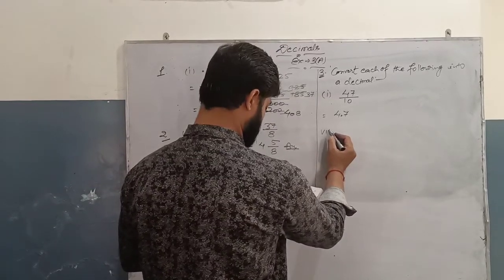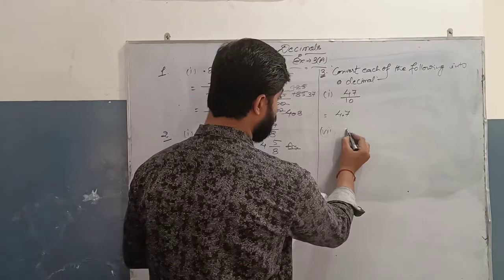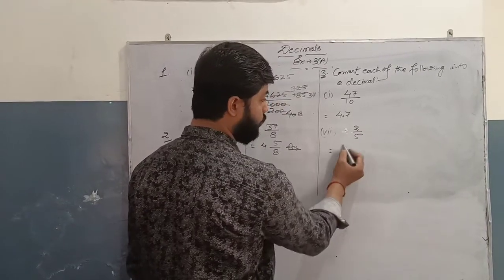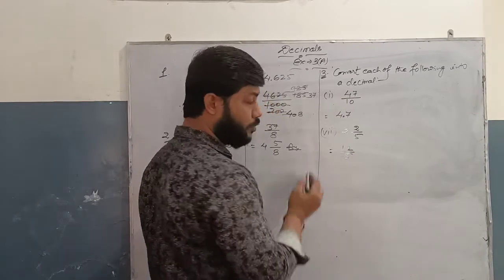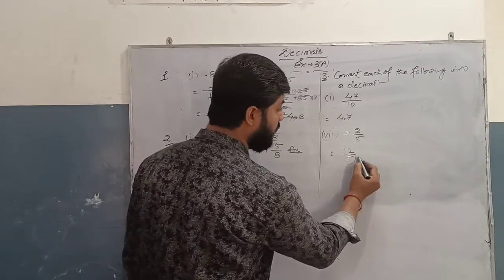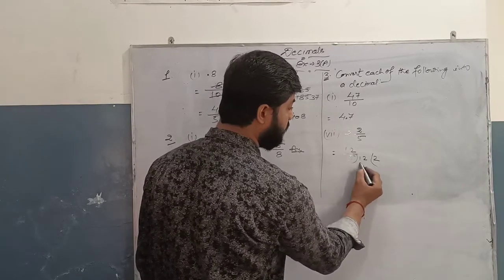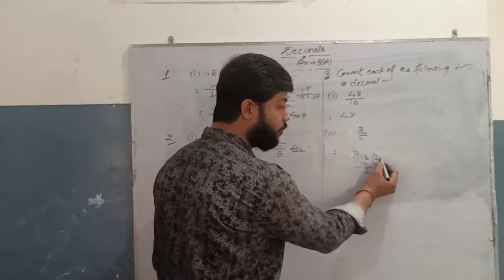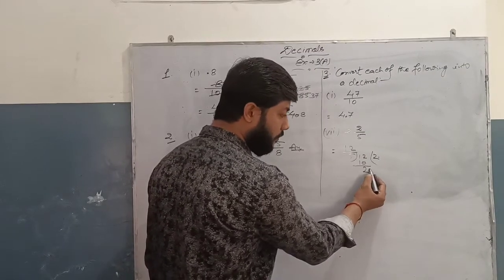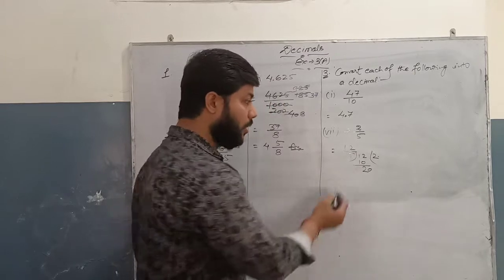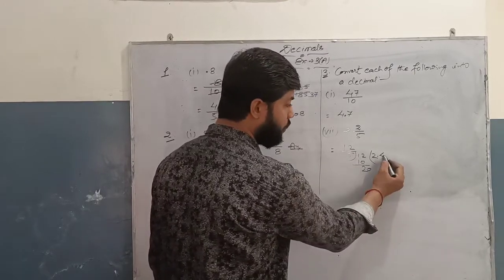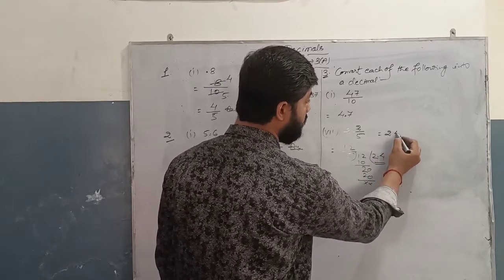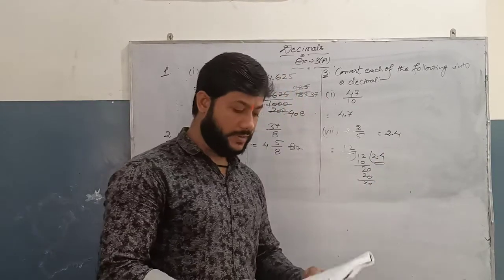Now a different question. Question number 7: 2 whole 2 by 5. 5 2s are 10, plus 2 is 12 by 5. Now to convert into a decimal, we will divide 12 by 5. 5 2s are 10. Here 2 remains. Now 2 cannot be divided by 5, so we will place a decimal here and this will give you 20. Now 5 can divide 20. 5 4s are 20. So 2.4 will be your answer.